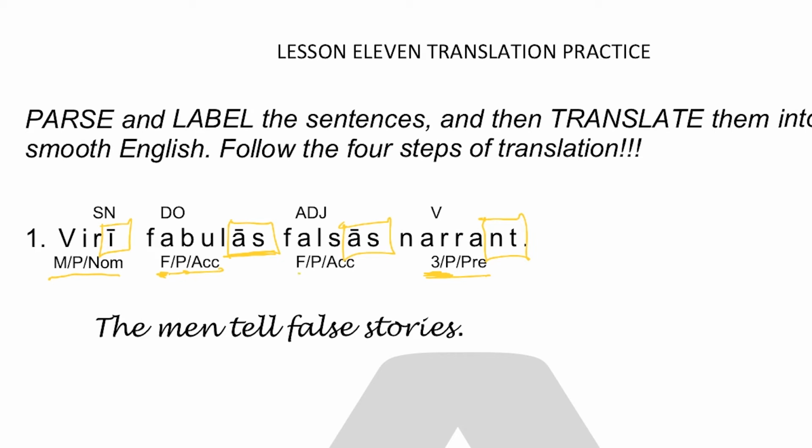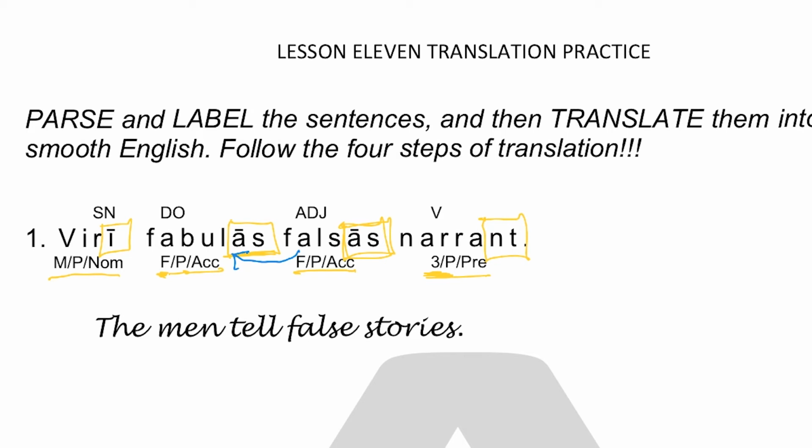Now you'll notice that this adjective right here that comes after the word fabulas is parsed in the same way and has the same ending. That's not surprising, because in Latin, adjectives usually come after the nouns that they describe, and they have to match the noun that they describe in gender, number, and case, which tells us that falsas is describing fabulas. So it's false stories, false stories.